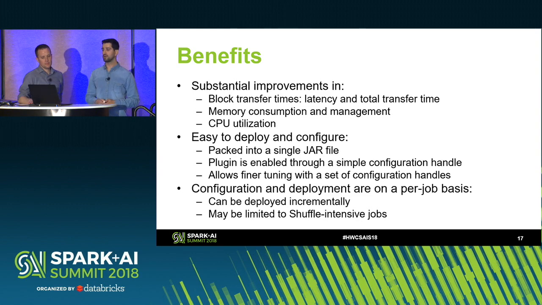Configuration and deployment are on a per job basis. Basically, it can be deployed incrementally, which is very important when you introduce these kinds of things into production environments. If you have many jobs, you can just choose one of them and have it working with this Spark RDMA plugin while all the other jobs keep working on the standard Spark way of shuffling data.